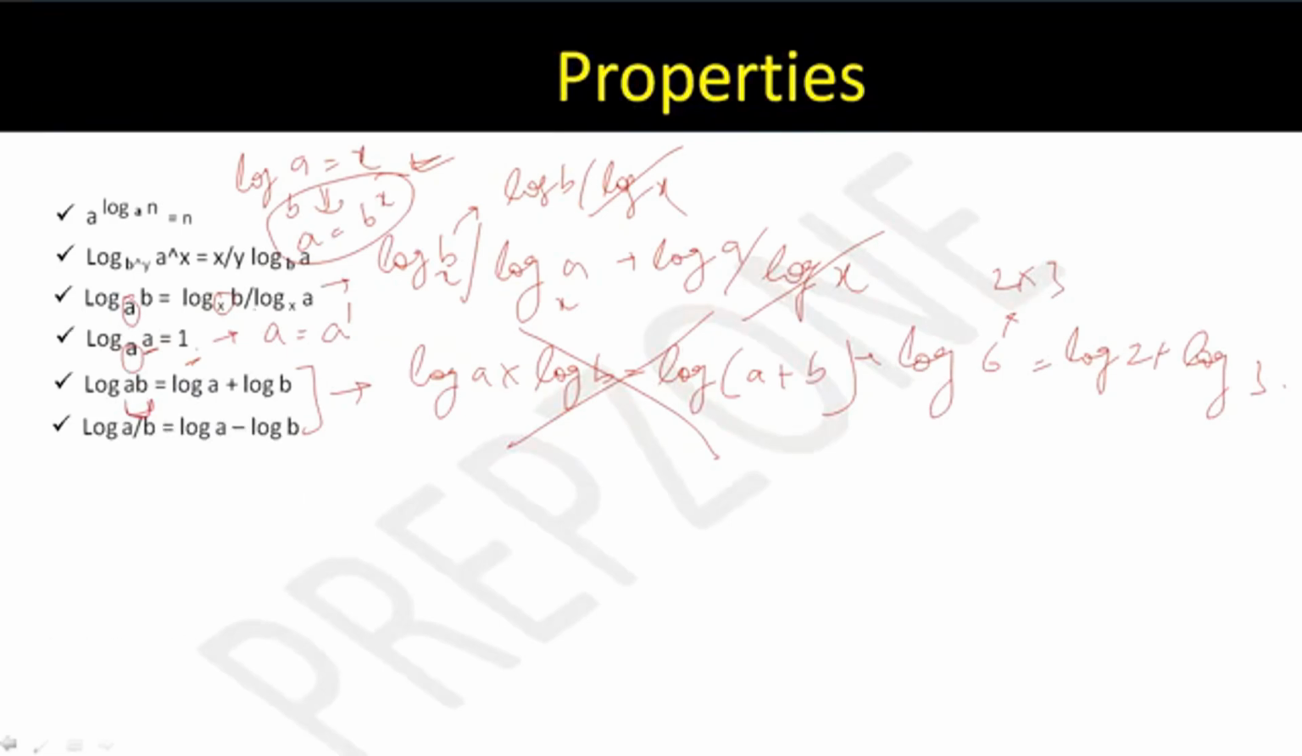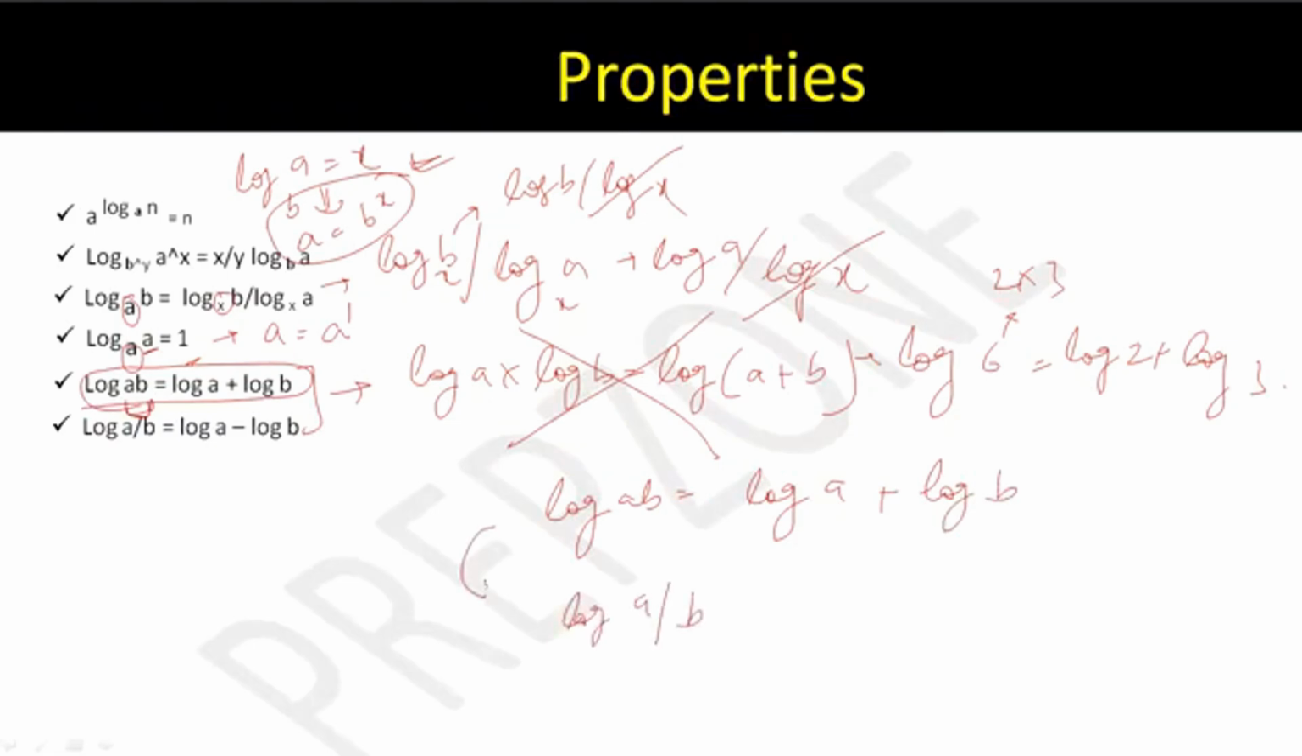Similarly, guys, I have a property of division: log of a by b equals log a minus log b. If you are smart enough and you don't want to remember two things, I have already learned the property of log ab. If log ab is equal to log a plus log b, from this I have to calculate log of a by b.